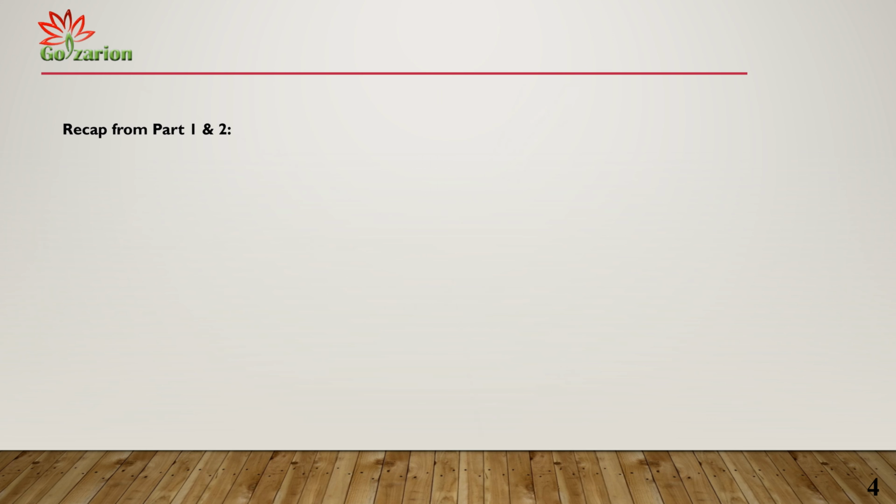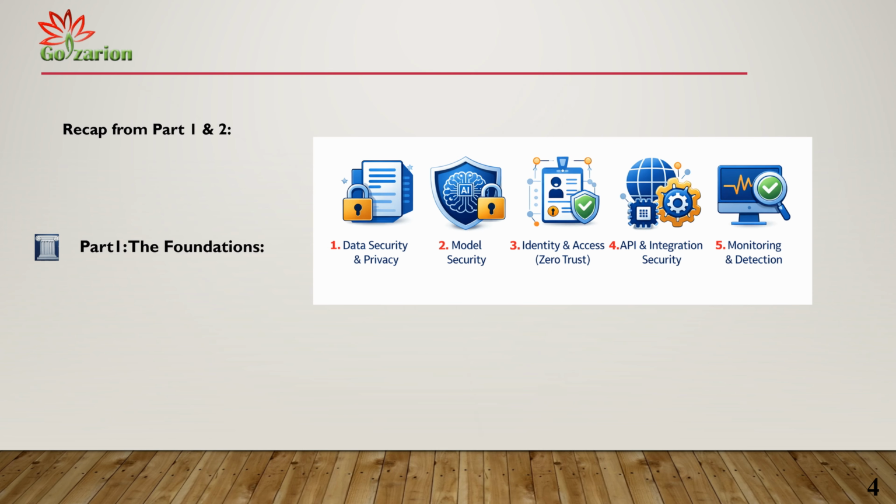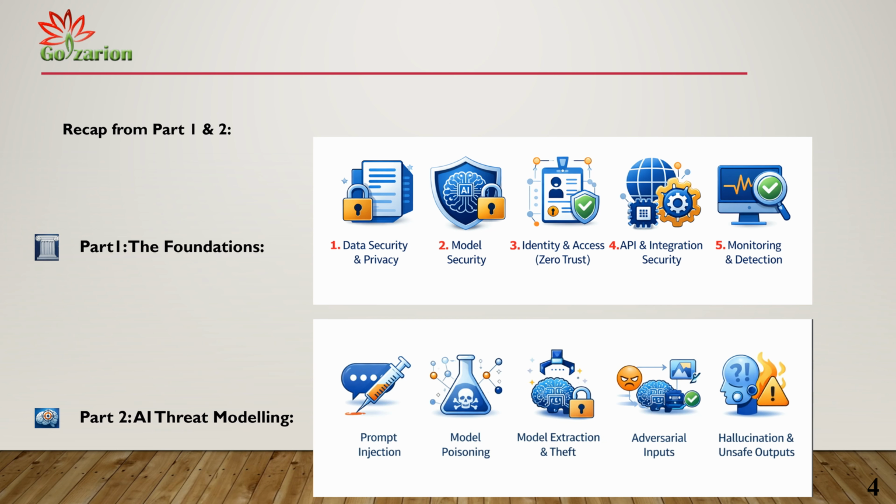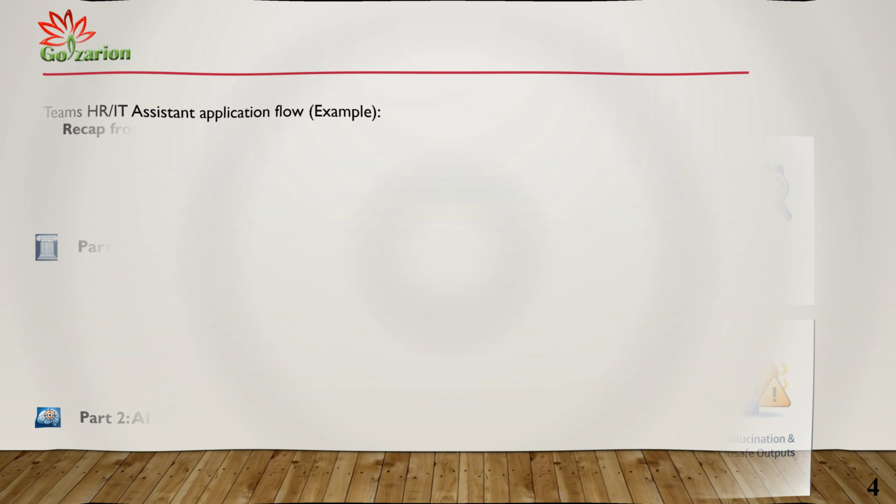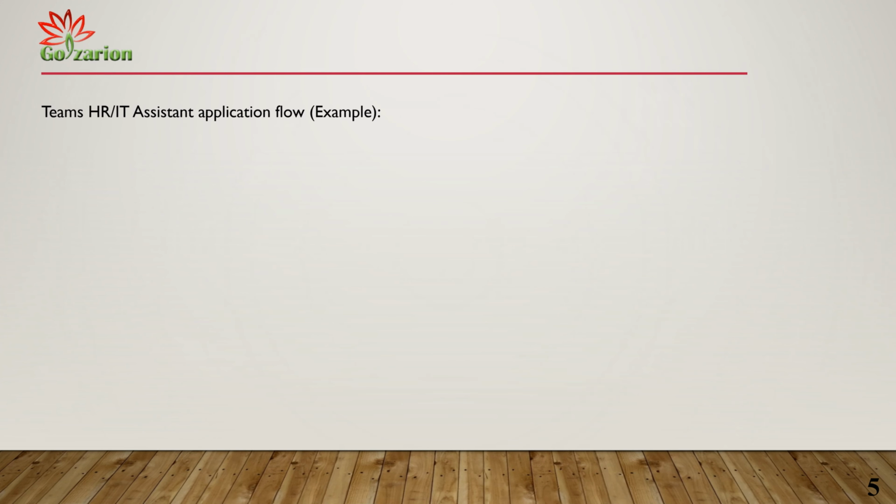Quick recap. In Part 1, we covered the 5 foundations: data security, model security, zero trust identity, API security, and monitoring. In Part 2, we covered key AI threat modeling, prompt injection, model poisoning, model extraction, adversarial inputs, and unsafe outputs. Now in Part 3, we translate those threats into technical controls, how the platform is built, deployed, and operated securely. Let's anchor everything in one real scenario again.